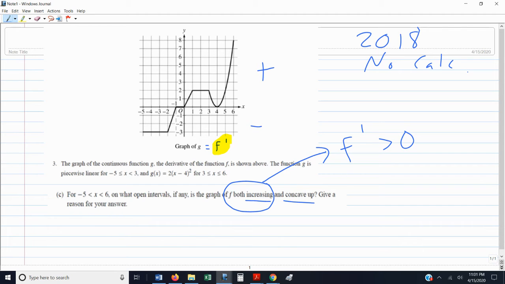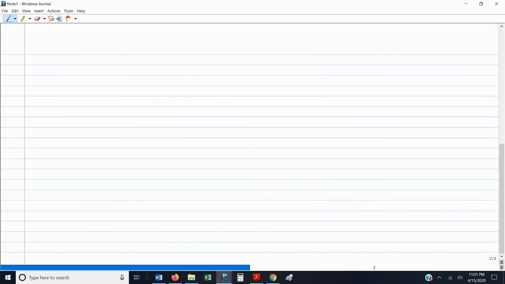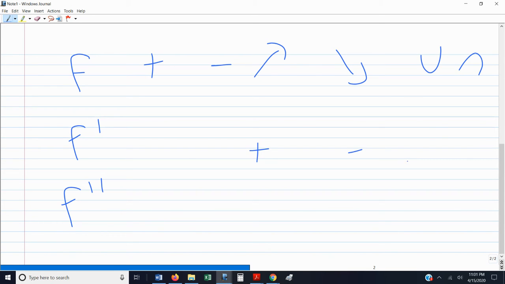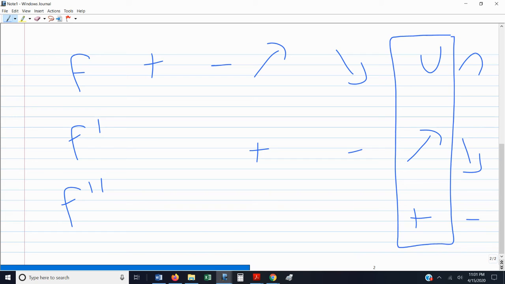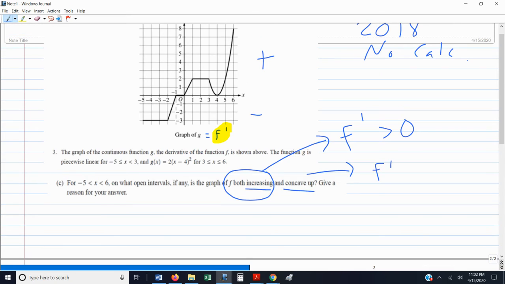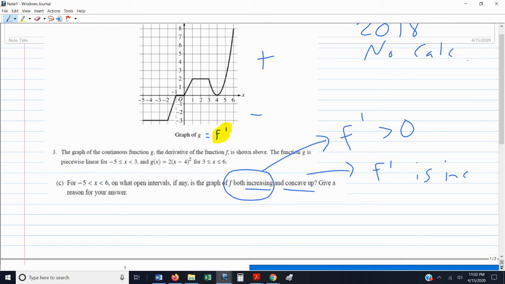The second question is, if f is concave up, what is f prime doing? And I'm going to draw our diagram. Positive, negative, increasing, decreasing, concave up, concave down. And we're looking for concave up. So concave up lives here. And the question was, if the original function f is concave up, what is f prime doing? And the answer is f prime is increasing.